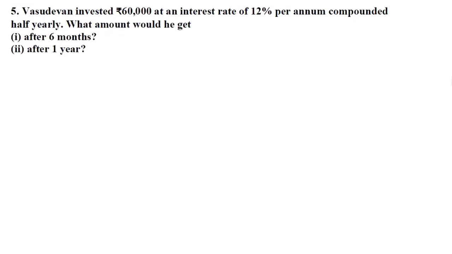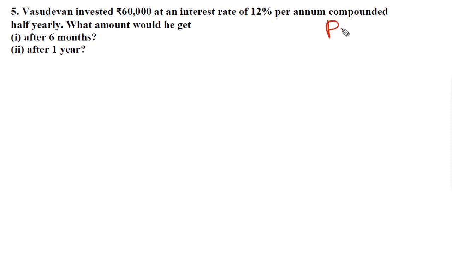Question number 5. Vasudevan invested 60,000 rupees at an interest rate of 12% per annum compounded half yearly. What amount would he get after 6 months? Then the second part is after 1 year. So first, let us see what is the data given.